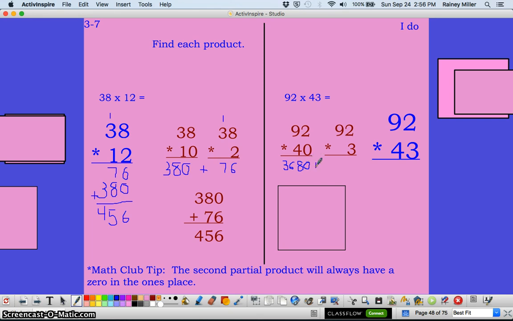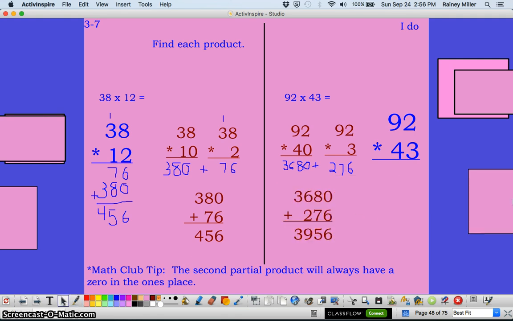Now I'm going to add that to the result of 92 times 3. So 3 times 2, that's going to be 6. 9 times 3 is going to be 27. So I add that together and I get 3,956. So that's the first way. Now let me show you the other way of doing it.